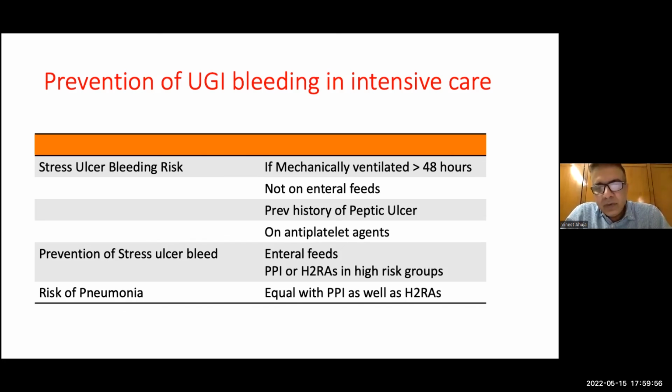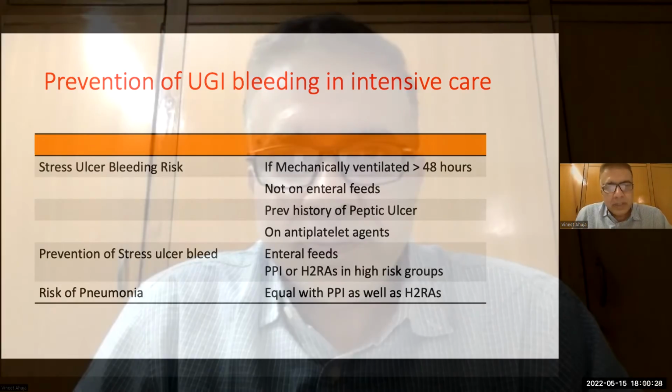Now, this is a very tricky question because I believe the best answer is to give enteral feeds. Otherwise, PPIs may prevent it, may not prevent it. The data is not very clear. PPIs or H2RAs in high-risk groups can be given to prevent stress ulcer bleed, but not in every case. What about the risk of pneumonia with PPI? It seems that both PPIs and H2RAs have an equal risk of pneumonia in such a setting. So in high-risk groups, you would like to give PPIs or H2RAs. But remember, if you can put the patient on enteral feed, that may be the best way to counter stress ulcer and the bleeding risk.